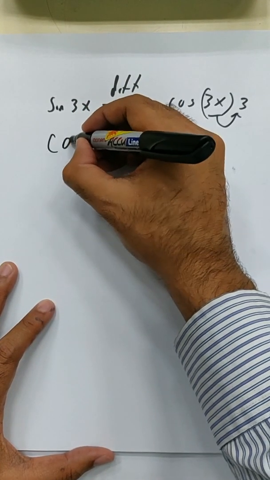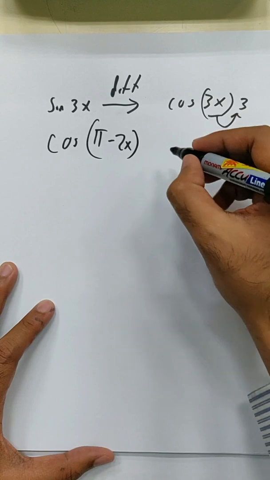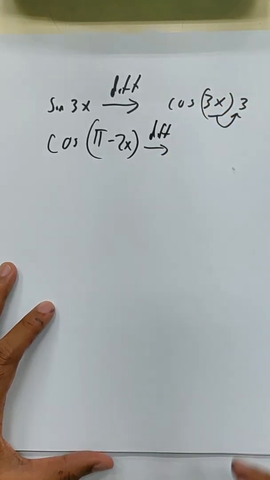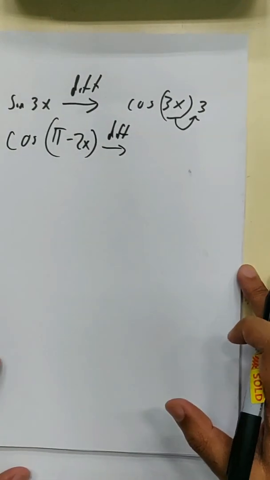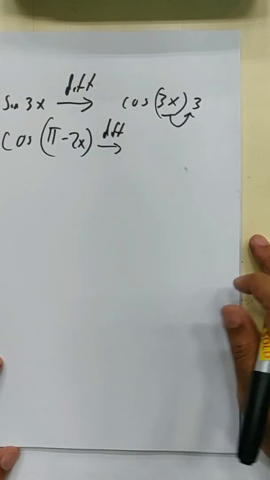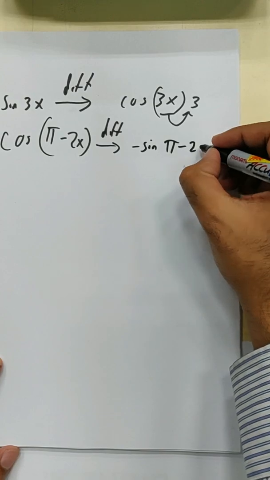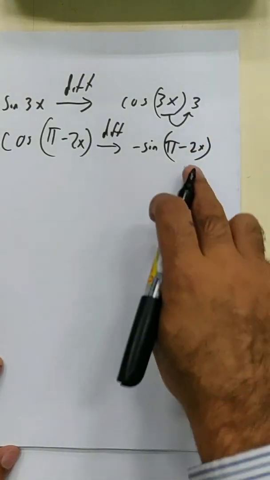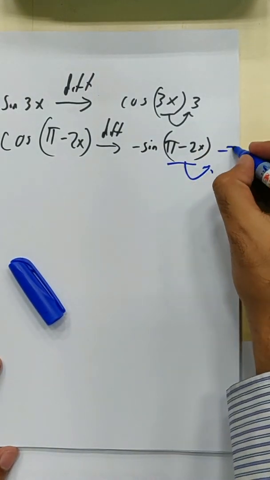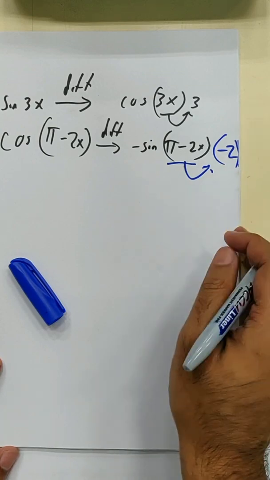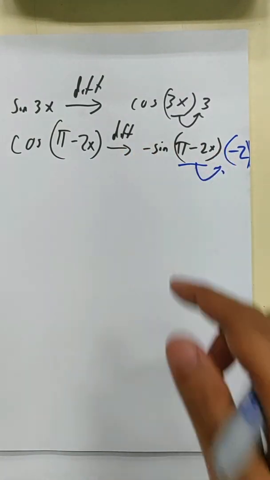Now, what if I give you cos of pi minus 2x? Differentiate. Differentiate cos first: negative sign, sine of pi minus 2x. Copy them back. Then differentiate inside here, what do you get? Negative 2. Yeah, negative times negative becomes positive.